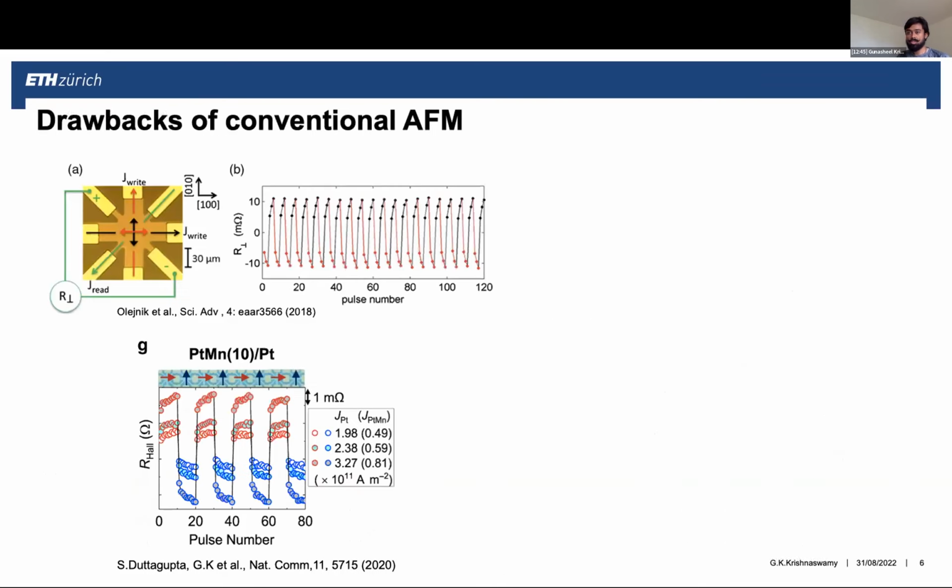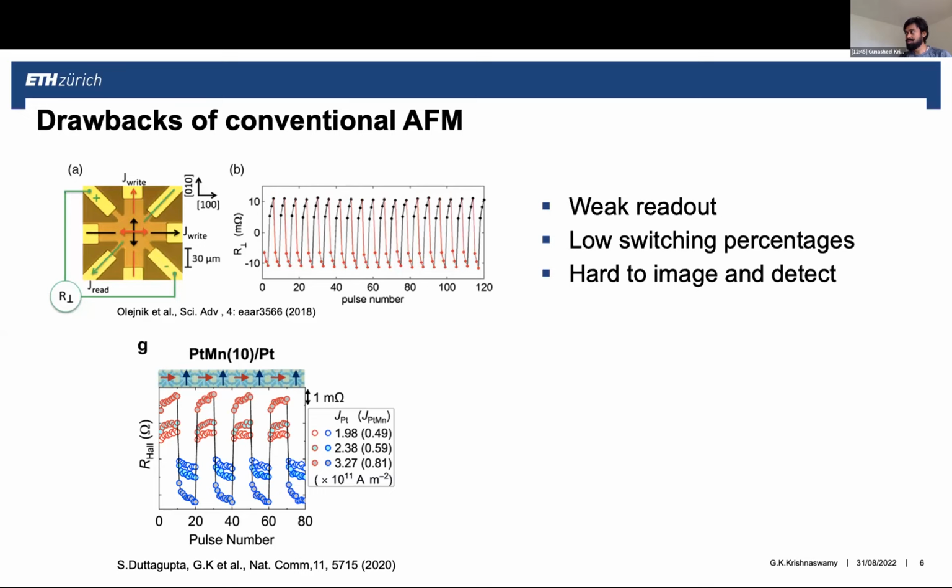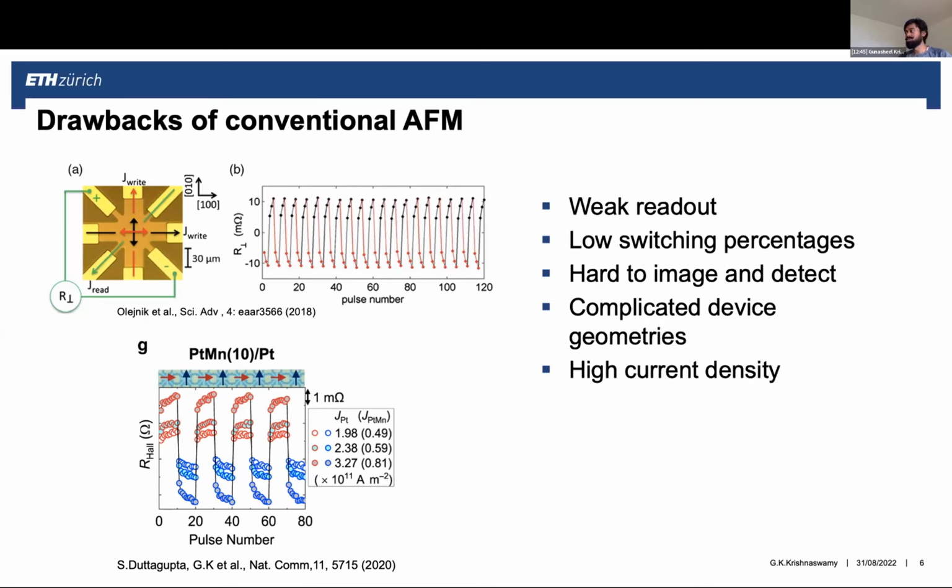However, there are a few issues, right? In some of the most well-studied antiferromagnets, in this case, we have copper manganese arsenide and platinum manganese. If you send current pulses into this material, you can switch from up to down, but the switching amplitude is only 10 milliohm, which is really small. So essentially, you cannot make a realistic device for applications. The readout's really weak, the switching percentages are really small, and they're really hard to image in order to confirm that what you're switching is magnetic. There are complicated geometries, and you need high current density. So you want something a bit better.